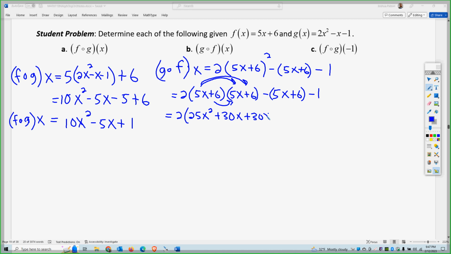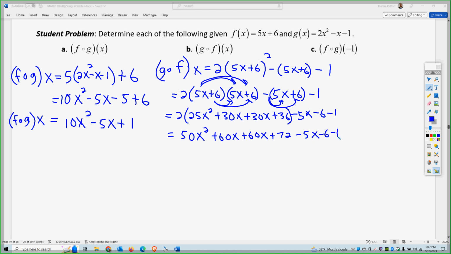Plus 30x, plus 36, okay? And then minus 5x, minus 6, minus 1. So equals, we've got to distribute one more time. The parentheses are still there, actually. So that's 50x squared. We did exponents, we multiplied them, we have to multiply one more time. Plus 60x, plus 60x, plus 72, minus 5x, minus 6, minus 1.